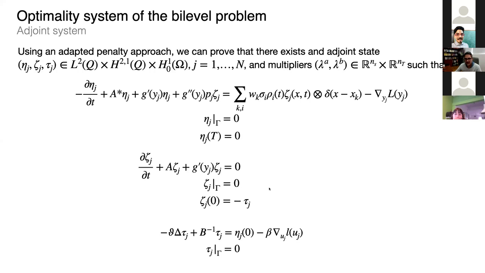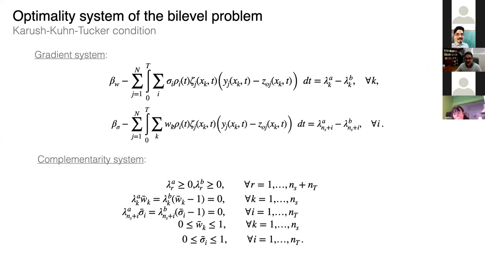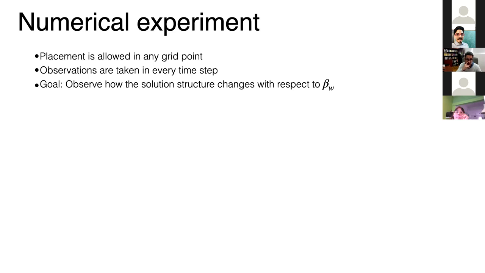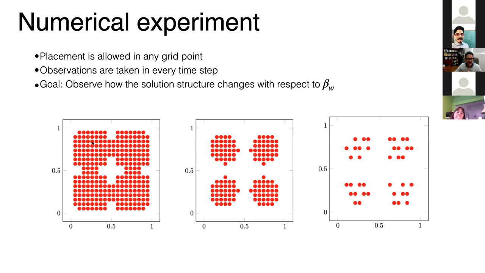This is the adjoint problem, which is quite complicated already. We have a gradient system which relates these integrals of the solutions with some multipliers which are in complementarity with the weights. And the good thing is that with this optimality system, we could solve something and obtain a solution. This is just a toy example I will show you. In this experiment, the placement is allowed at any grid point, and the observations are taken at every time step as well. The idea in these numerical experiments is to test how the weights change the structure of the solution. In principle, we obtain this solution if the weights are small, but if you increase the weights, you get the sparsity that you want, and you can go further and further to get fewer and fewer places where you have to locate observation stations.